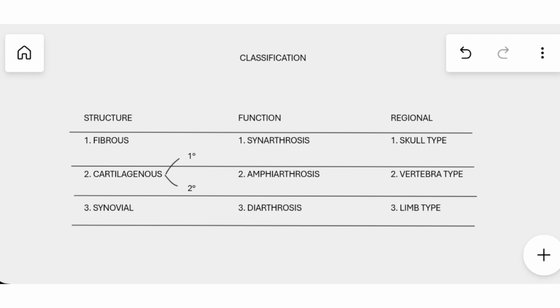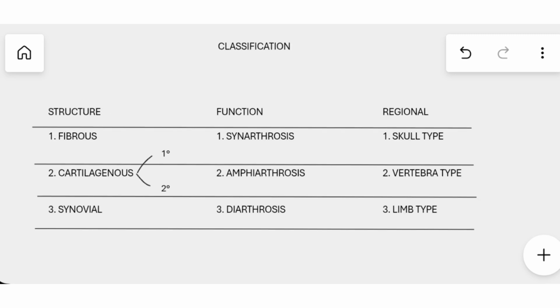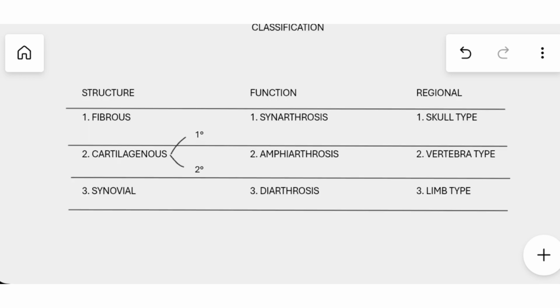The next is the cartilaginous. Cartilaginous joints are of two types, primary and secondary. The primary falls in the first row, which means it is synarthrosis and there is no movement. But the secondary cartilaginous joints are amphiarthrosis type, which means there is some movement, but the movement is restricted. And they are mainly present in the vertebral column. So if I say the joints are in the vertebral column, what should come to your mind is cartilaginous joints, right? Synovial joints are diarthrosis, which means there is a free range of motion, and they are mainly in the limbs. So you have to remember these columns because that is how they are classified. But if you remember these rows, it would make this very easy.